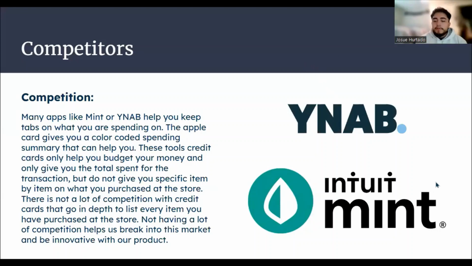For our competitors, we have apps like Mint and YNAB that help you keep tabs on what you've been spending on. Then there's the Apple Card that offers you a color-coded spending summary that can help you budget. All these tools are great and help you budget with total amount spent, but there's no application that helps you item by item see what you've purchased at the store.